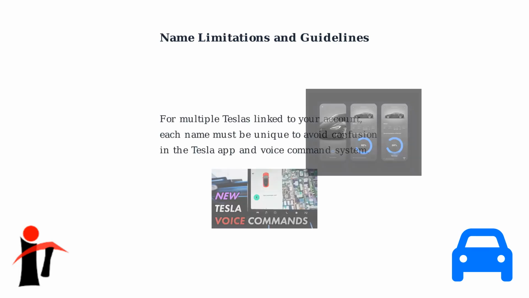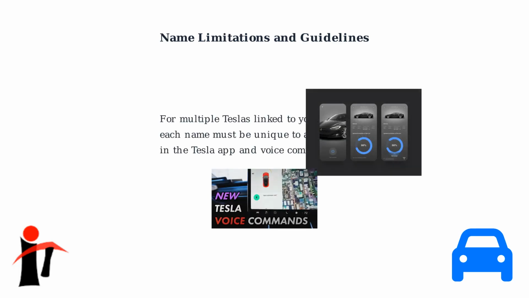Additionally, if you have multiple Teslas linked to your account, each vehicle name must be unique. This prevents confusion within the Tesla mobile app, where you can manage and identify each car separately, and in the voice command system, ensuring commands like, "Hey Tesla, play music and car name," work correctly without ambiguity.